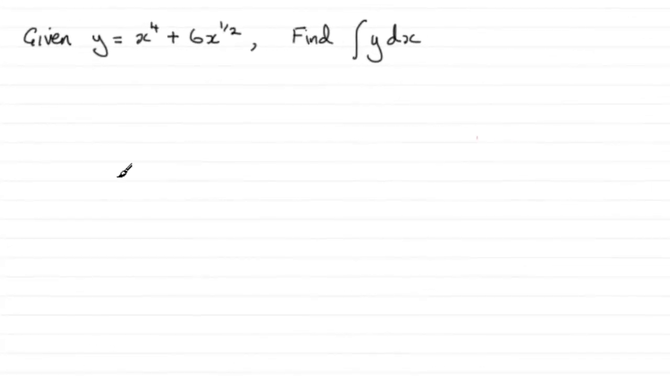Now for this part, we're given that y equals x to the power 4 plus 6x to the power half, and we've got to find the integral of y with respect to x in its simplest form.